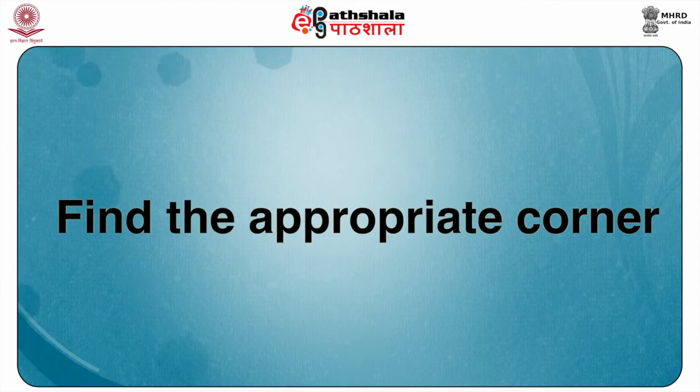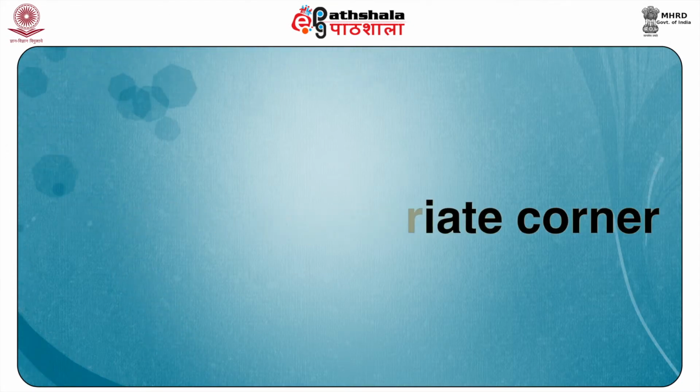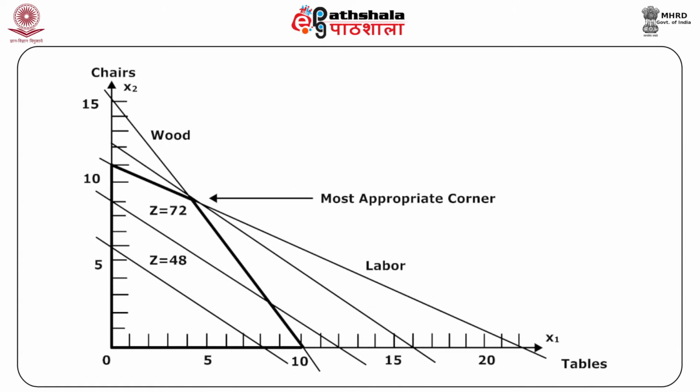Step 6. Finding the appropriate corner. Since we want to maximize z, we will draw a line parallel to the objective function lines that touches the last point in the feasible region while moving away from the origin. This identifies the most attractive corner, which gives us the amounts of wood and labor that will result in the maximization of profits, that is, maximizing z. Thus, it represents the optimal solution to the linear programming problem.